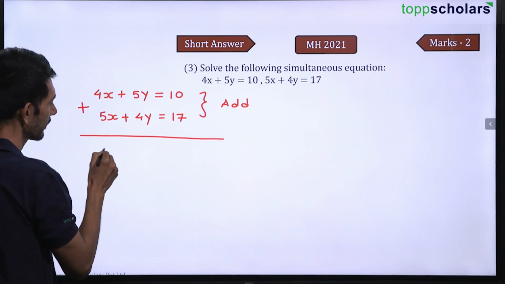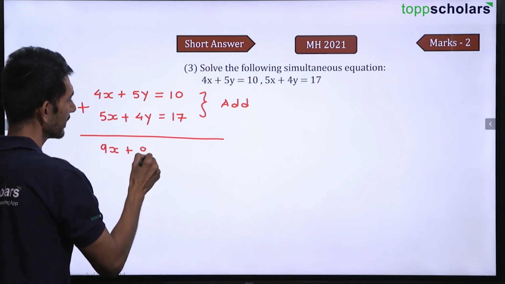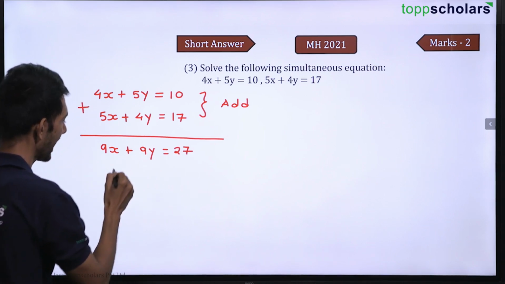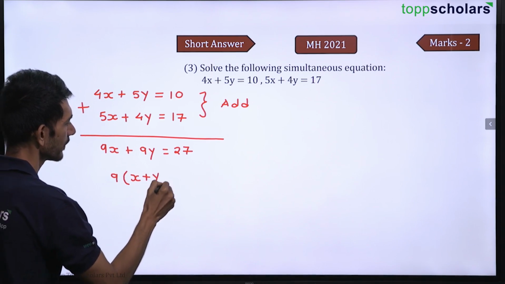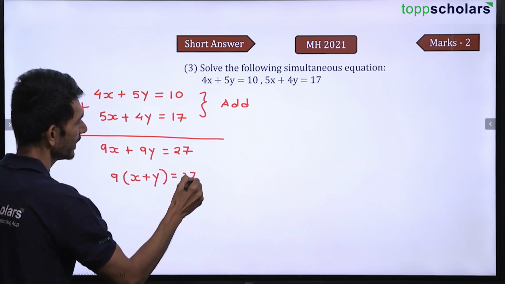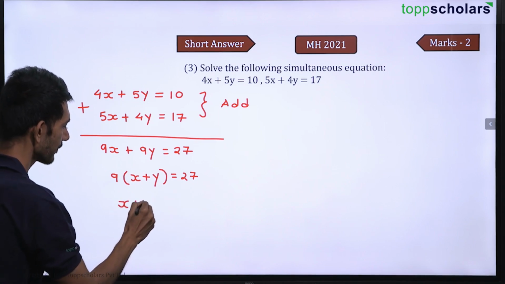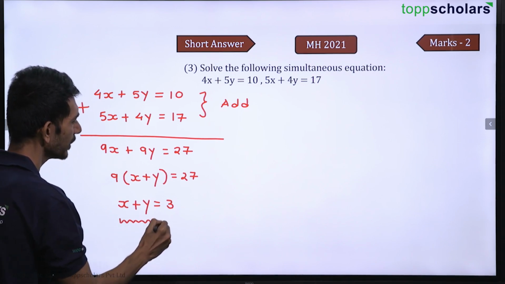4 plus 5 is 9. So I get 9x plus 5 plus 4 is 9, 9x plus 9y is equal to 27. I can take 9 common. Then I get x plus y is equal to 27. I can divide by 9. So x plus y is equal to 3.